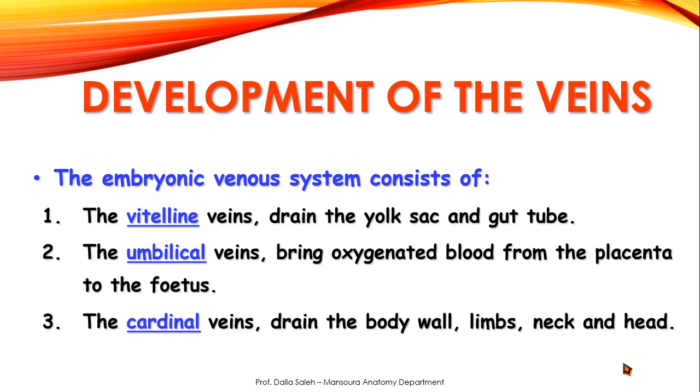At first, we need to know that the embryonic venous system consists of the following sets of veins. We have vitelline veins, which drain the yolk sac and the developing gut tube. The umbilical veins, which bring oxygenated blood from the placenta to the fetus. The cardinal veins, which drain the rest of the body, meaning the body wall, the limbs, the head and neck.